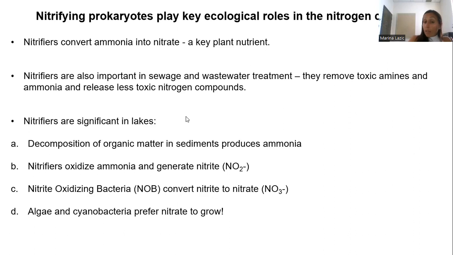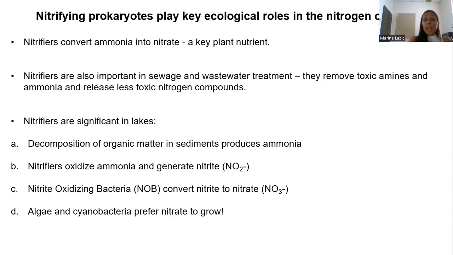Nitrifying prokaryotes are very important for ecology, so they play a huge role in the nitrogen cycle. These organisms, AOA and AOB, along with NOB, convert ammonia to nitrite, and nitrite to nitrate, and nitrate is a key nutrient for plants. Nitrifiers are also important in wastewater treatment because they can remove toxic amines, and then they release less toxic compounds.